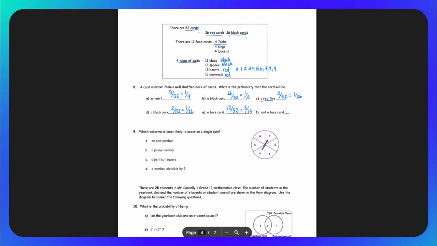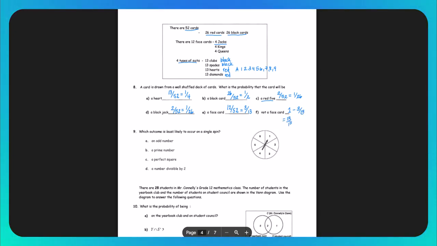Now, what about the probability that we draw not a face card? Well, we can look at this by saying 1 minus the 3 over 13, which equals 10 over 13, because that's the complement of E. So not a face card is the complement of that one. So we say 1 minus 3 over 13, which is 13 minus 3 with the common denominator of 13, which is 10 over 13, and we can't reduce that any further.